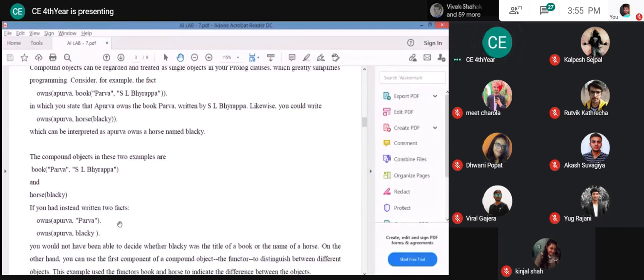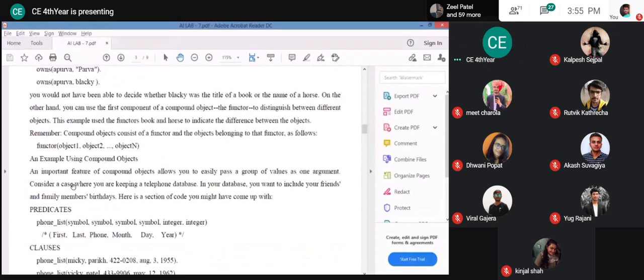So remember, a compound object consists of a functor and the objects that belong to the functor. All of you now know this. The important feature of the compound object is that it allows you to easily pass a group of values as one argument. This is the important feature. Now I think all of you are clear on that.